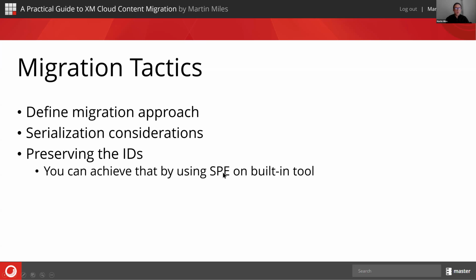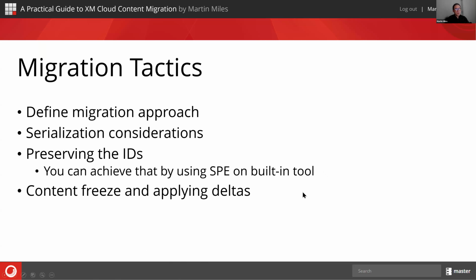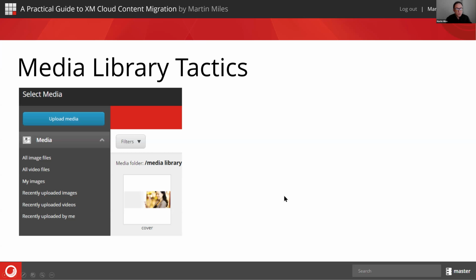When you do things with PowerShell, there is an API with which you can create an item while providing its ID. By leveraging this API, you will be able to move your items in bulk, but keeping the same IDs. I'm going to share sample scripts showing how to do that in my blog post about content migration. Last but not least, you need to think about how the content freeze would take place. How would you apply deltas? You need to assess all these things after you go live, and you should have at least a strategy for dealing with both.